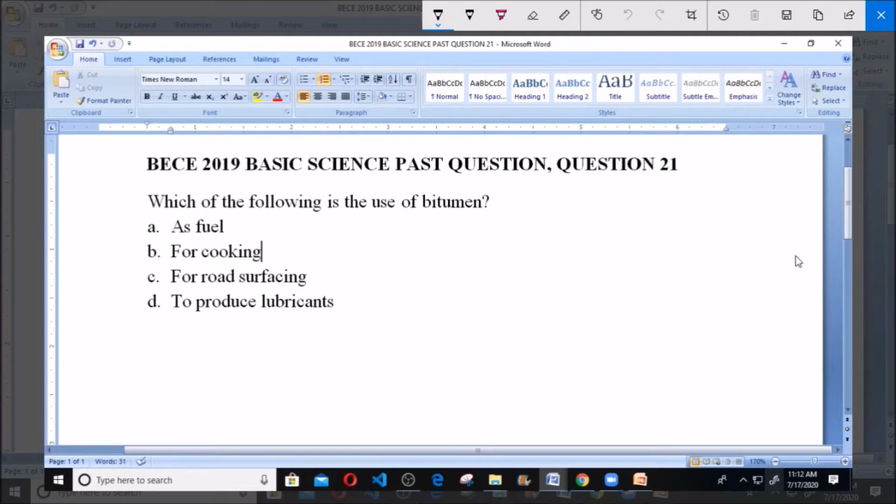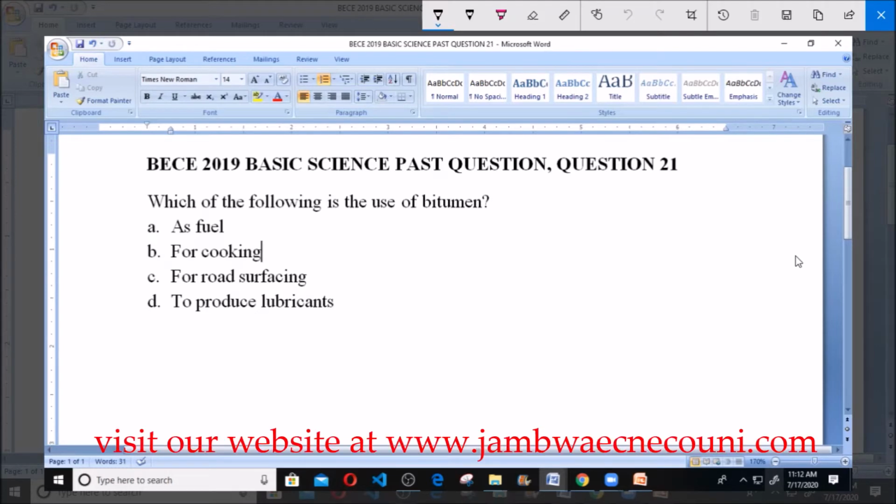BECE 2019 Basic Science Past Question, Question 21. Which of the following is the use of bitumen? A, as fuel; B, for cooking; C, for road surfacing; and D, to produce lubricants.